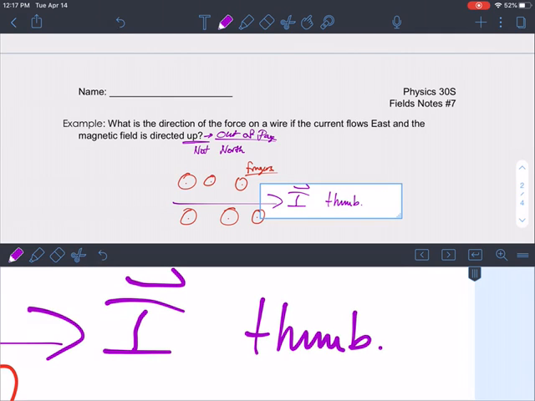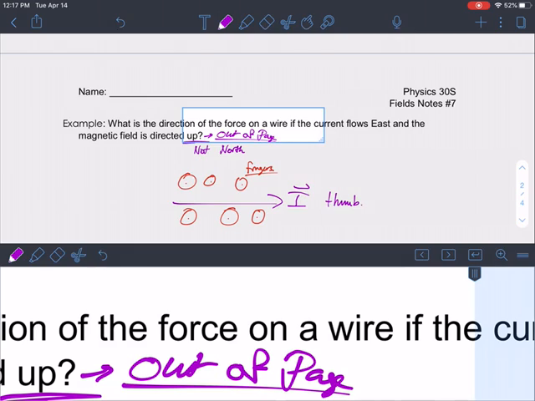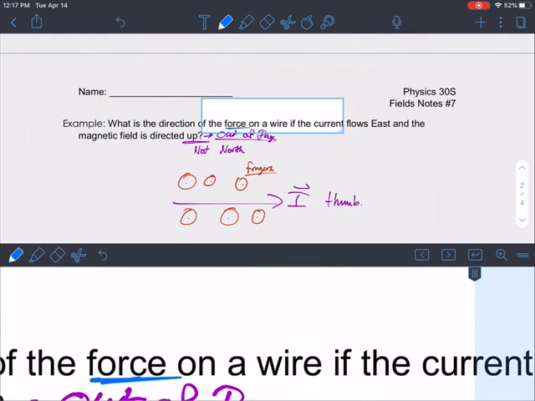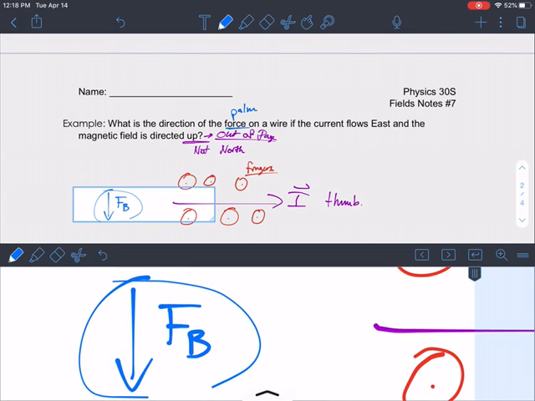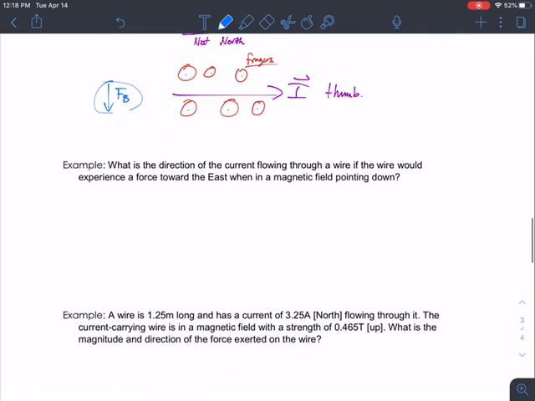And so we set it up so our fingers are going out of the page and our thumb is going east. And where is our palm facing now? That's our force. We're looking for the force, so we're looking for our palm. And it is facing down again. And that's our answer. The answer is down, okay?